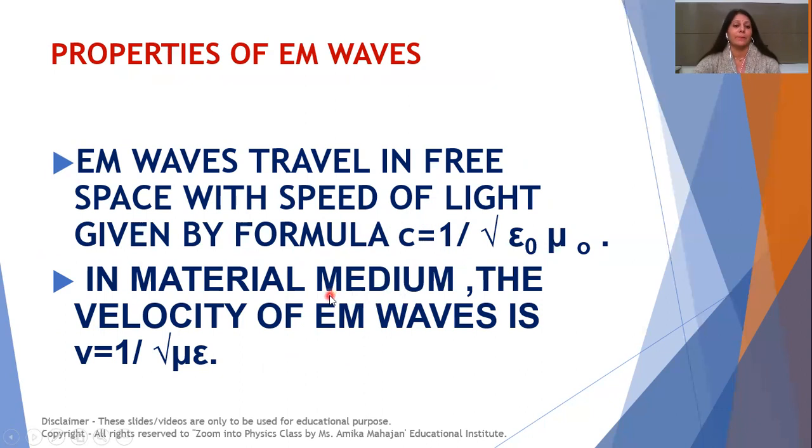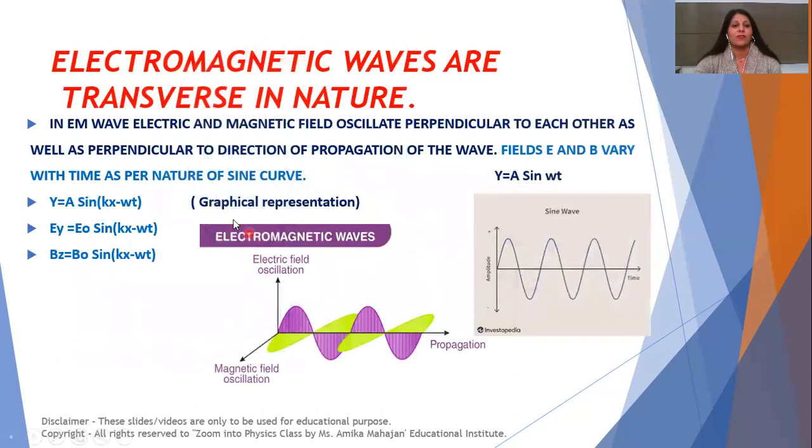But in a material medium, the medium other than air, the velocity of electromagnetic waves is V equal to 1 by square root of mu epsilon. Basically, they travel with maximum speed in air and vacuum, but as the medium changes, their speed also changes. Electromagnetic waves actually are made up of time-varying electric and magnetic fields.